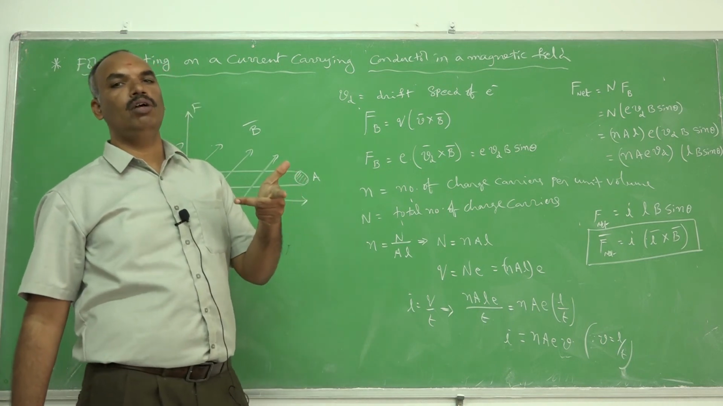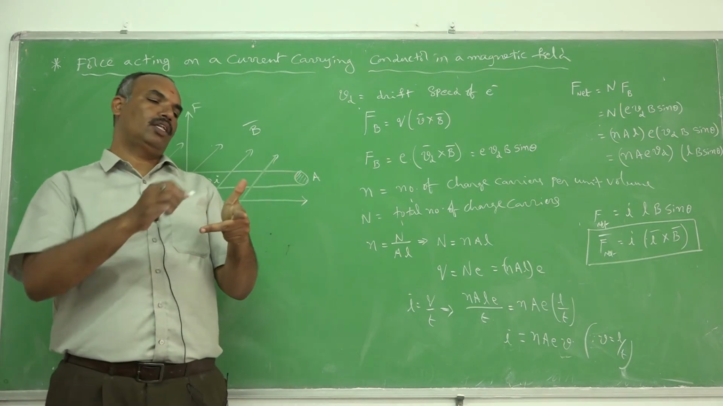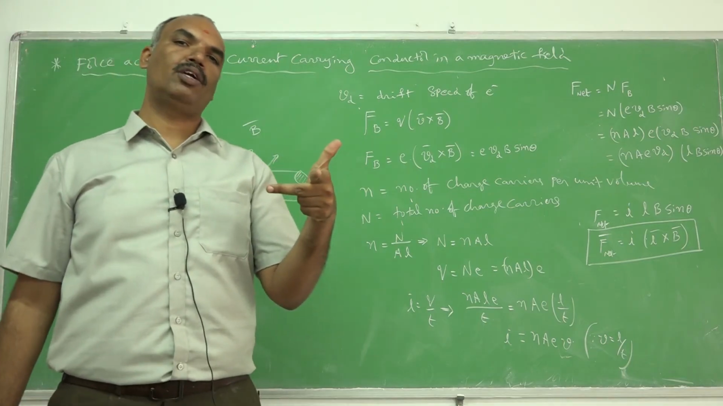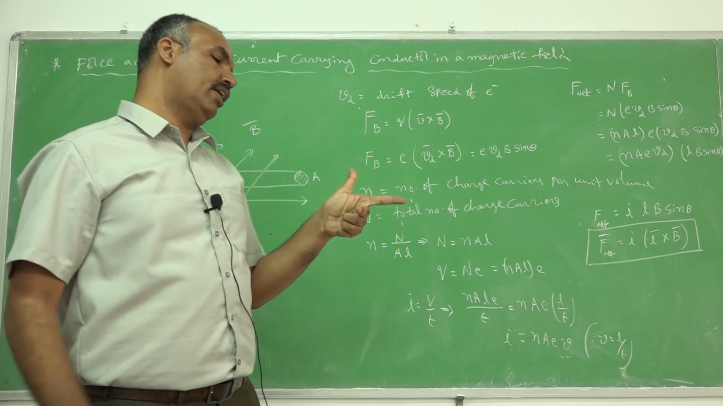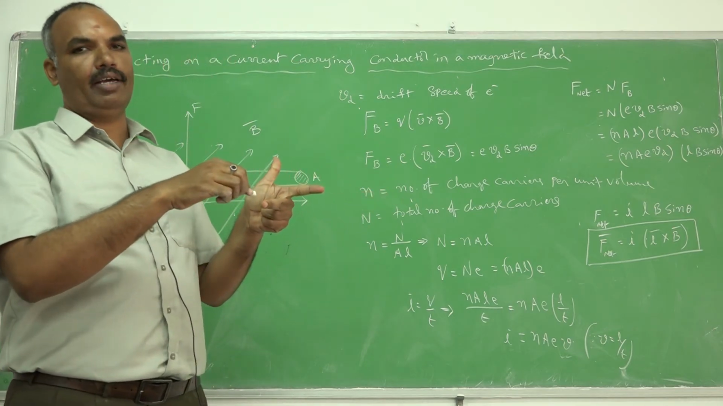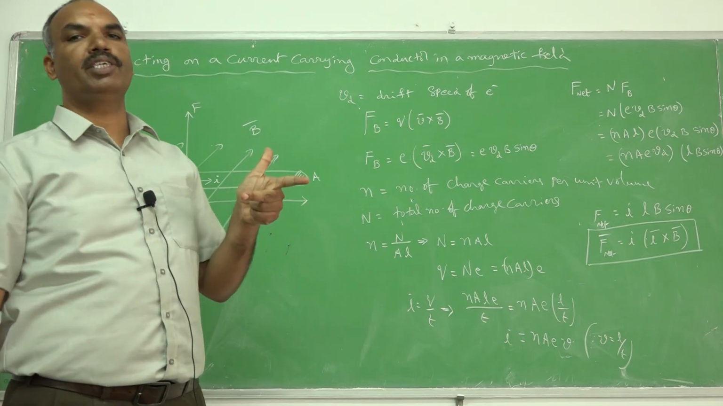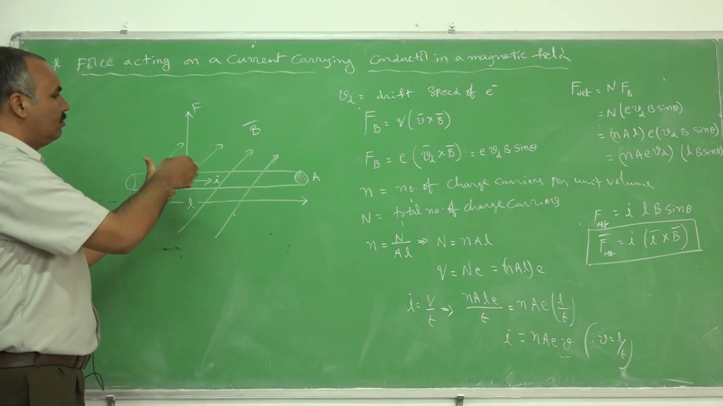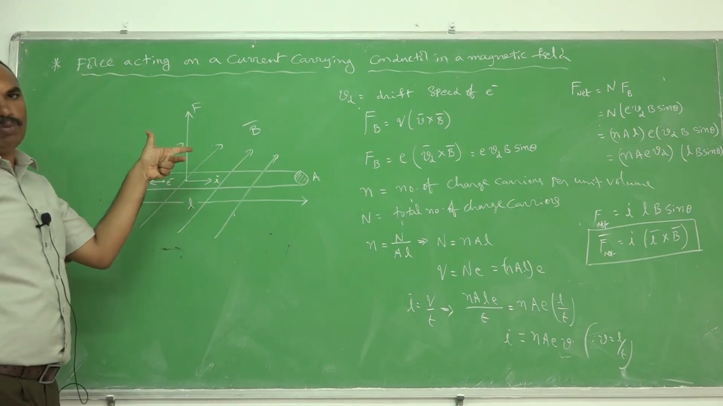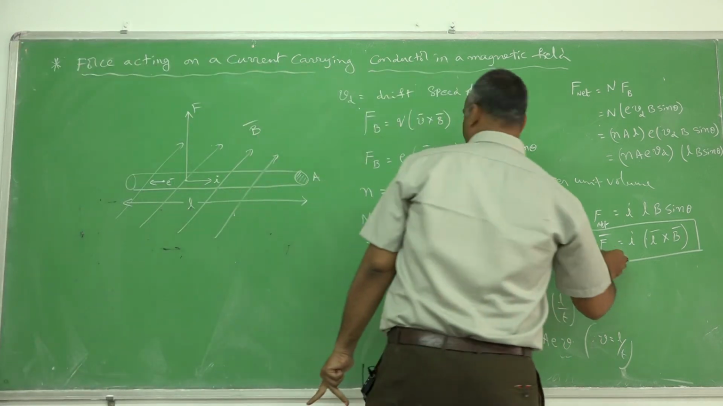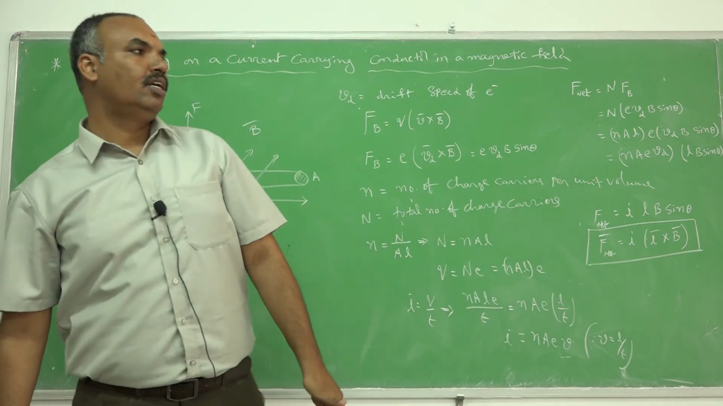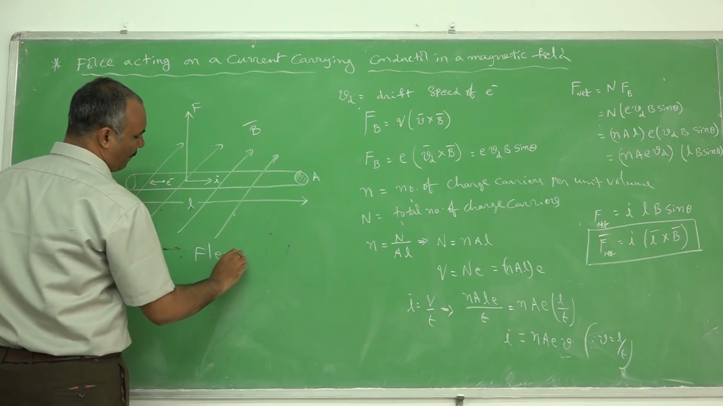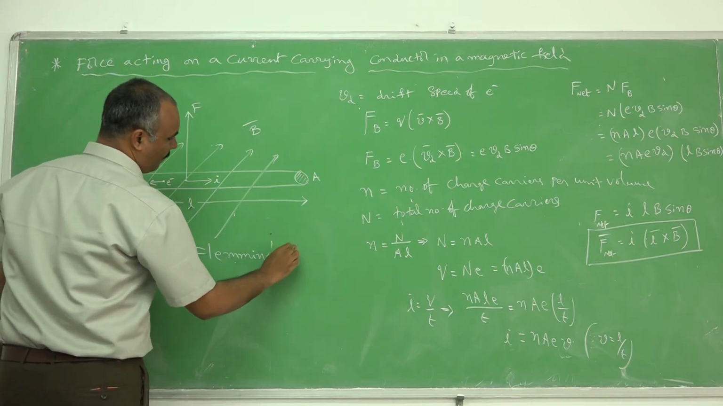What is Fleming's left hand rule? Whenever we stretch the thumb, index finger and middle finger of our left hand mutually perpendicular to each other, the middle finger should represent current, the index finger should represent field, and the thumb should represent force. So here current is like this, field is like this, force is upwards. The direction of force experienced by a current carrying conductor in a magnetic field is given by Fleming's left hand rule.